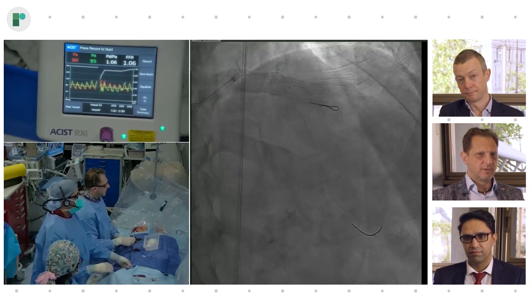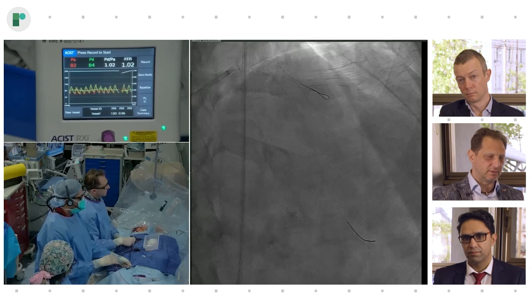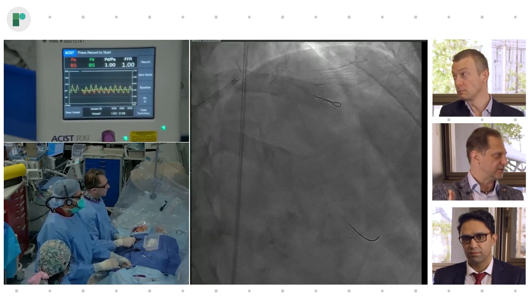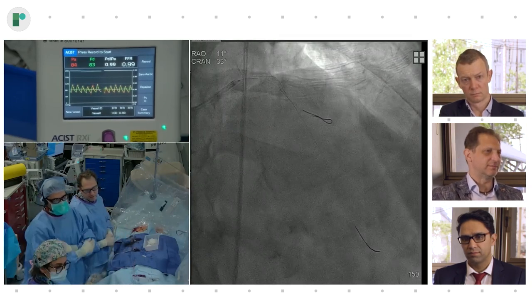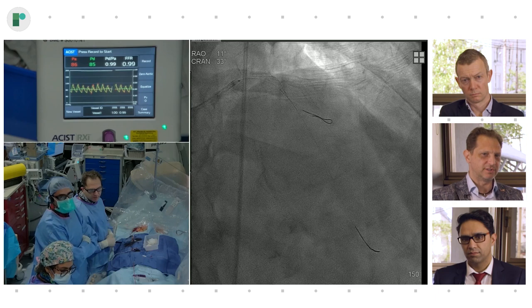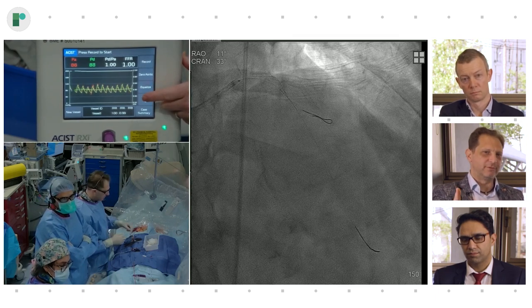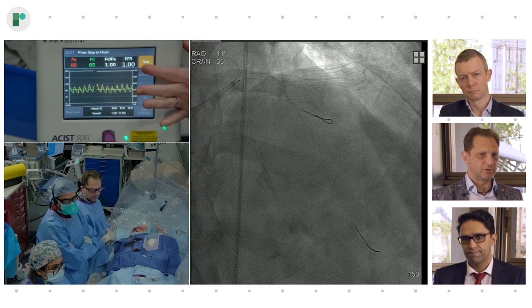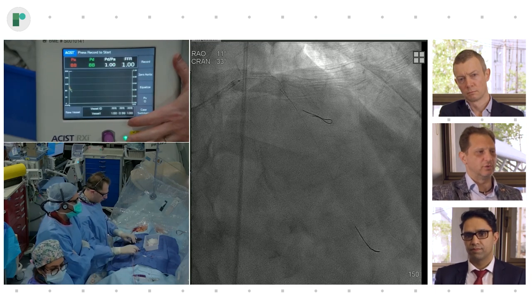Exactly. The one caveat I would say, not to this system in general but to physiology, whether you use a wire or this system, is when you have a tight lesion like in this case and you do a pullback to assess if there are other lesions or diffuse disease, sometimes it's a little bit difficult to assess that because the tight lesion will kind of overwhelm the physiology. So you might have to pre-dilate and then repeat the physiology measurement to understand if there are additional lesions. And again, in that case, the Navvus is nice because you deliver it in 2 seconds.